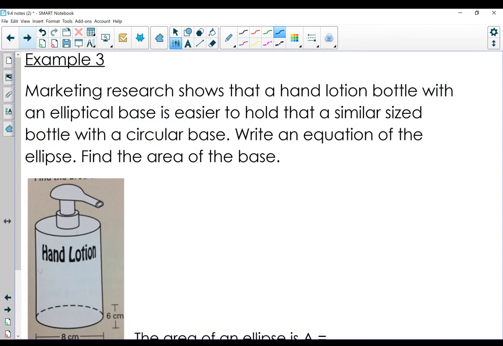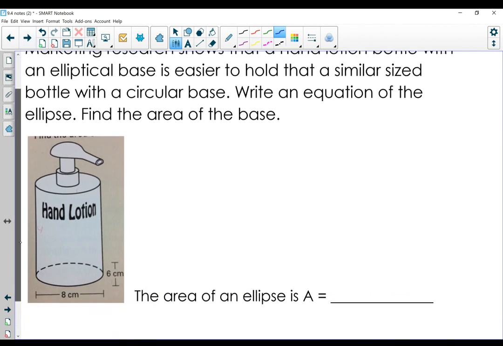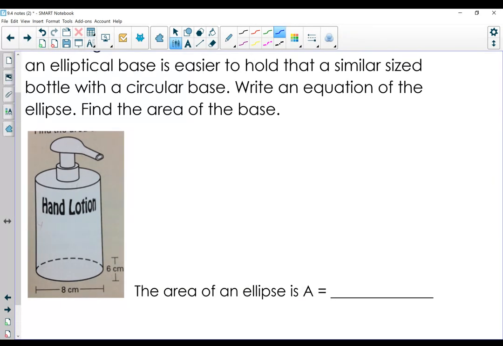Example 3, marketing research shows that a hand lotion bottle with an elliptical base is easier to hold than a similar size bottle with a circular base. Write an equation of the ellipse, find the area of the base. So down here, I want to give you the area formula. The area is pi times AB.